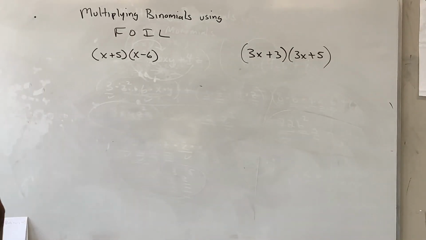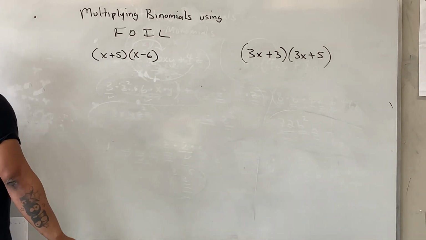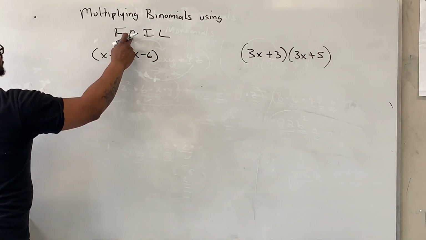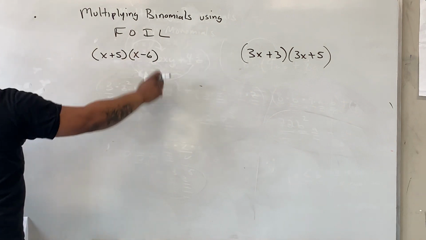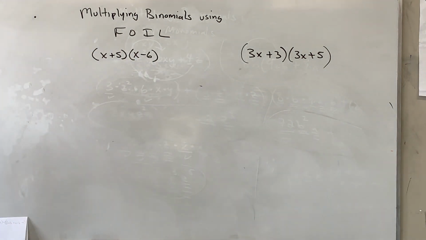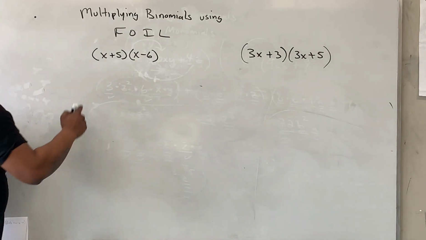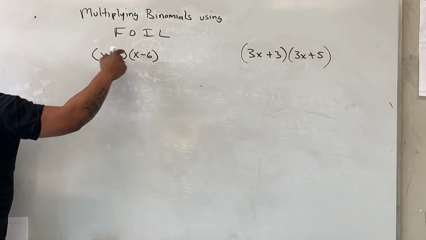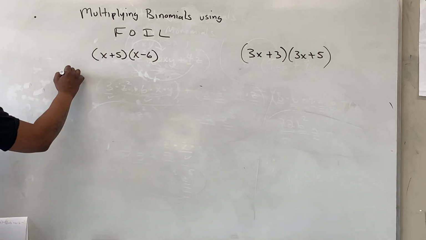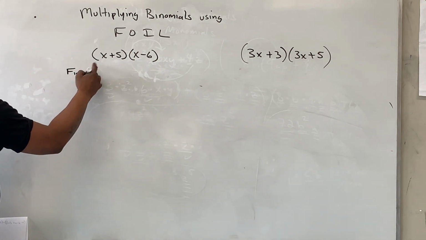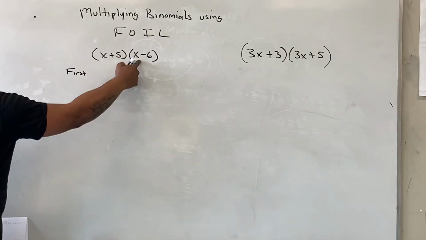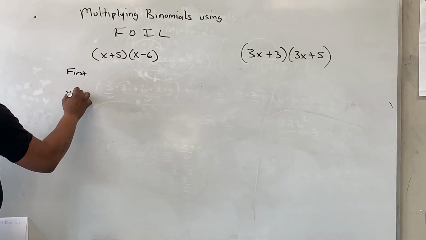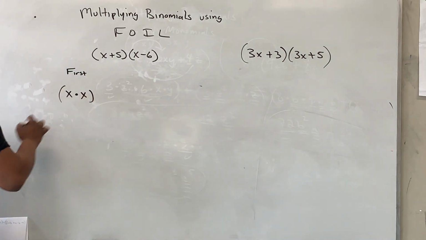Okay, in this video, we're going to be multiplying binomials using FOIL. FOIL stands for first, outside, inside, last. Okay, so I want to show you something. What we're going to do is take this x and multiply it against this one. So that's where the first comes in. The first of each of these parentheses would be x times x.